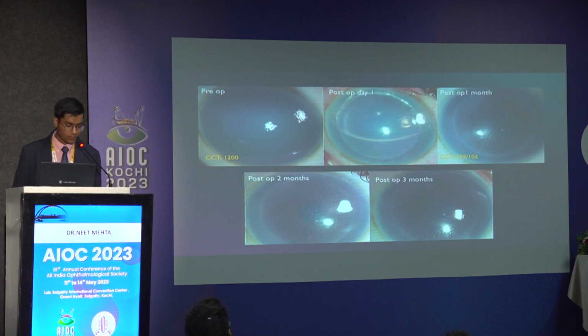This is how the normal progression happens. Pre-operatively, we can see a ground glass opacity, and development of these Bowman membrane striae generally around a month's time, and these striae were seen to persist even in the second and the third month's visit.